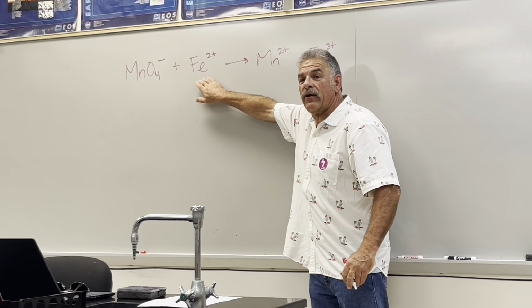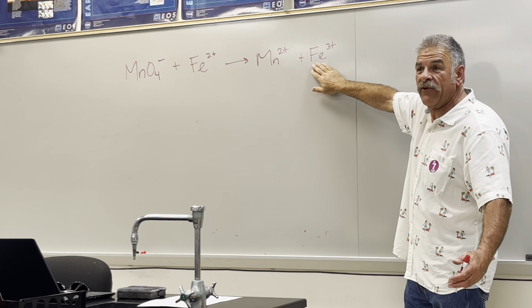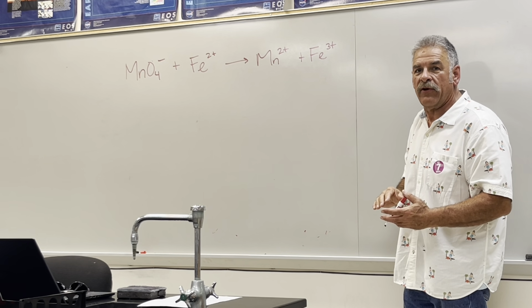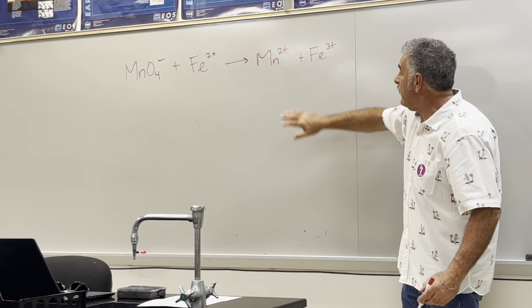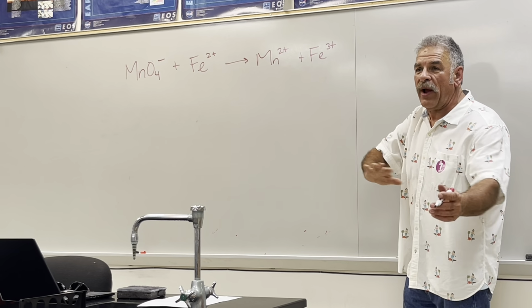Right, so if you look at iron, on the reactant side it's 2 plus, and on the other side it's 3 plus. Some electronic configuration changed, so it's going to be oxidation-reduction. That's how you can really tell. And since it's an increasing number, you know that iron's going to be oxidized.